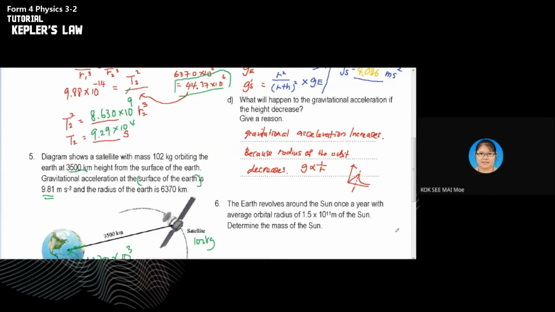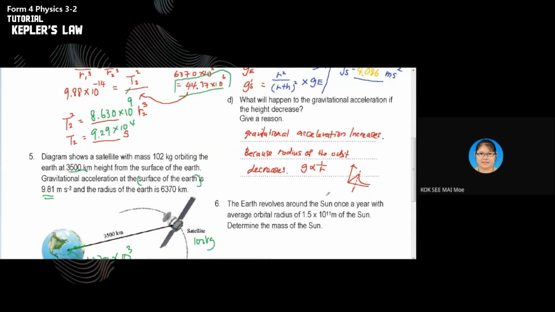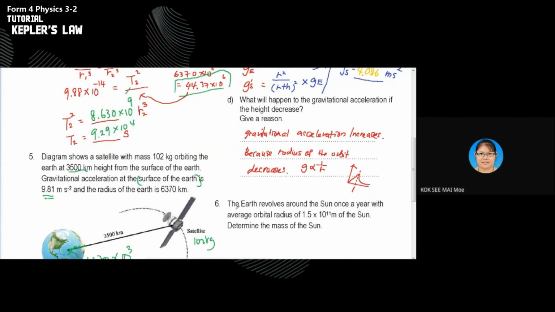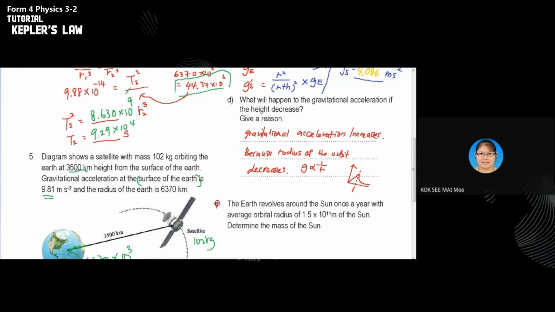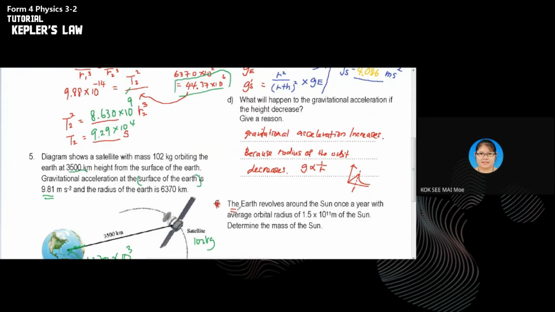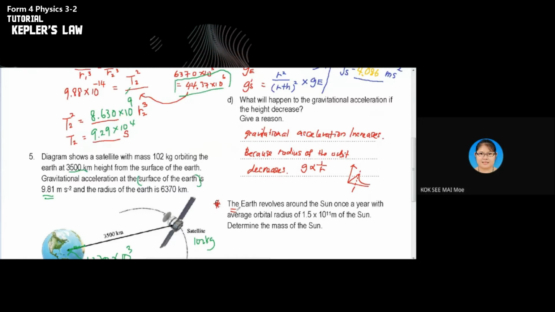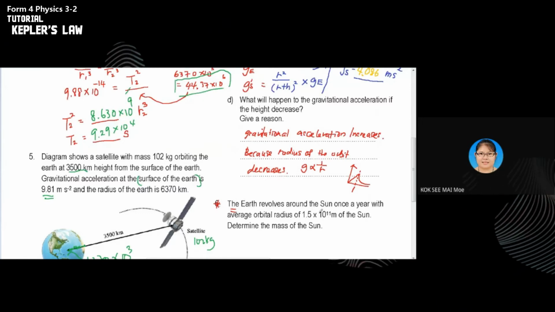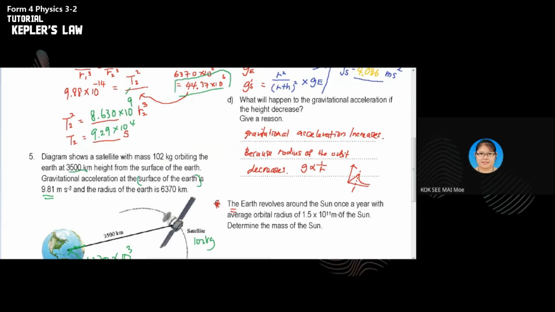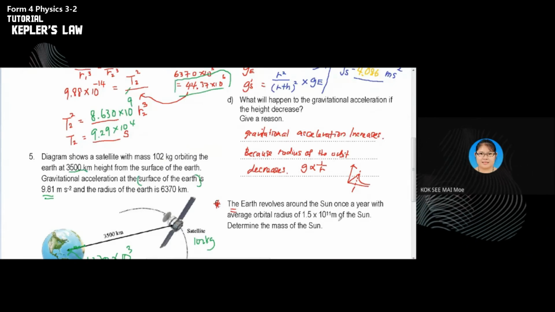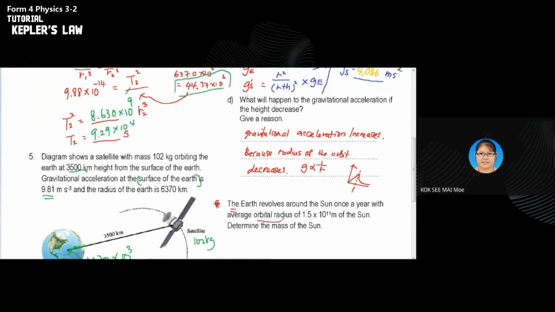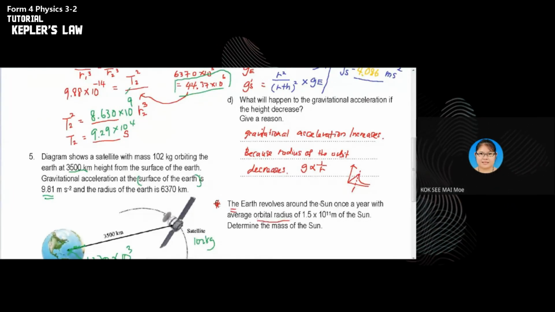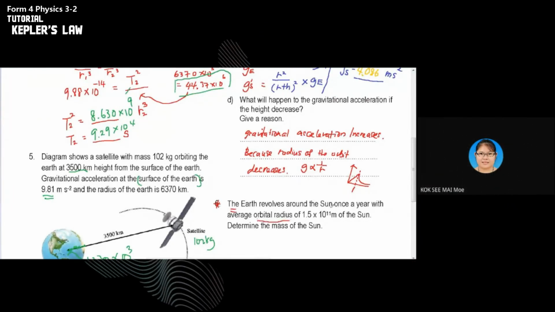Okay, number 6, I think your paper got a little bit of a technical problem. You have to change it, then redo it again. So this one you add the word "the". This one is just 1.5 only for the paper. You have 10 to the power of 11 meters. So that means the orbital radius. The Earth revolves around the sun once a year.